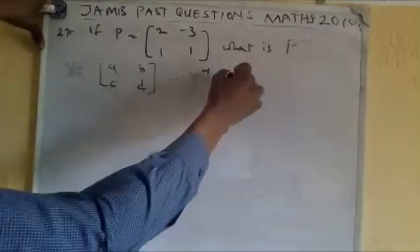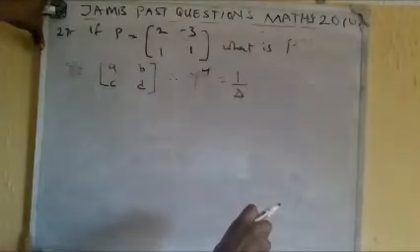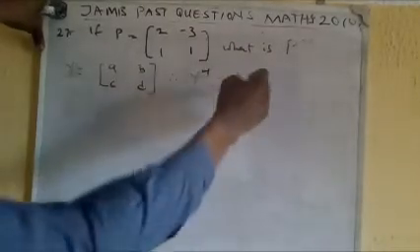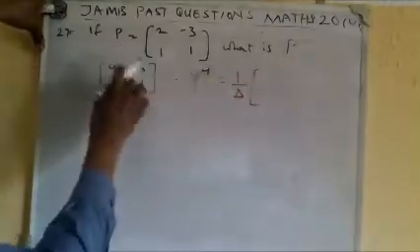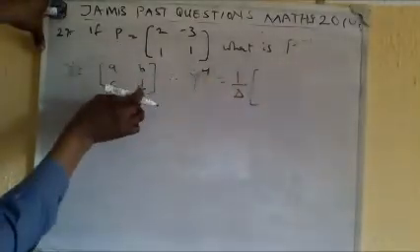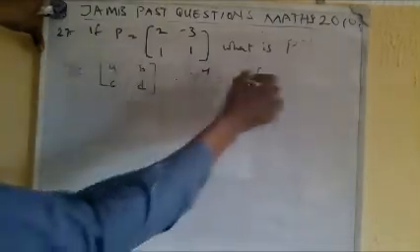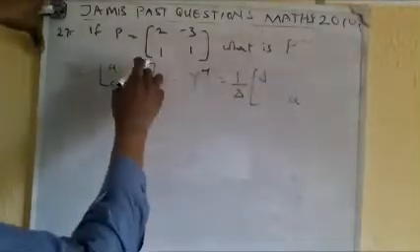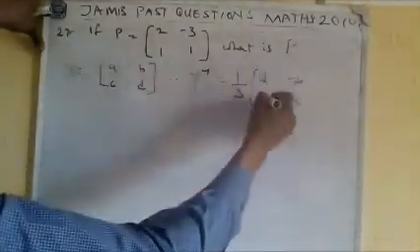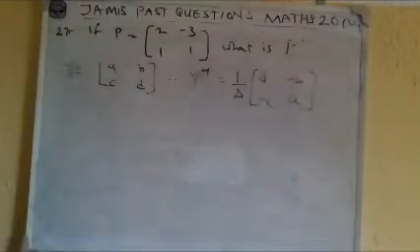1 over the determinant, open bracket. You have this and this. I want to explain it very well. This and this will invert. So D will go where A is, and A will go where D is, first of all. Then B and C will take a minus sign. That's what this inverse is all about.